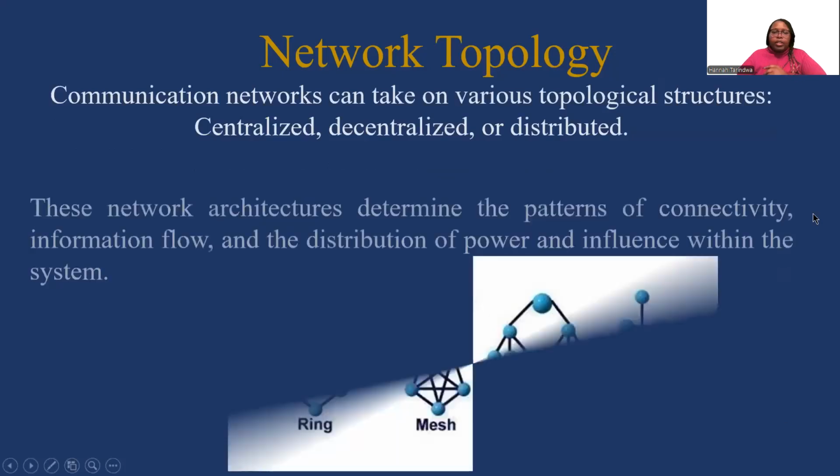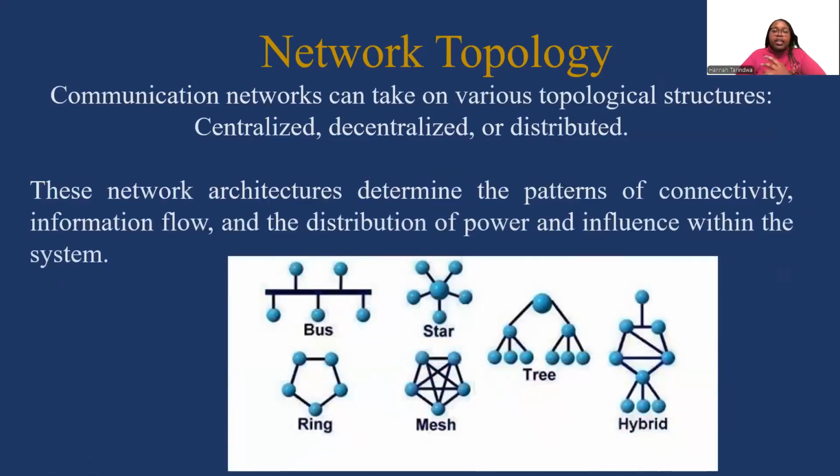Now we're going to look at what is called network topology. Network topologies are basically communication networks that take various topological structures. So they can either be centralized, decentralized, or distributed, as you can see in the diagram below. But the network architecture, that is, whoever starts the network, is the one who determines the patterns of connectivity in most times. Of course, they might decide how they want information to flow.